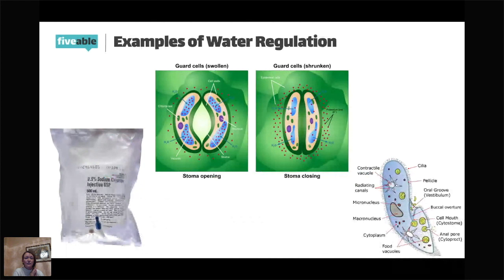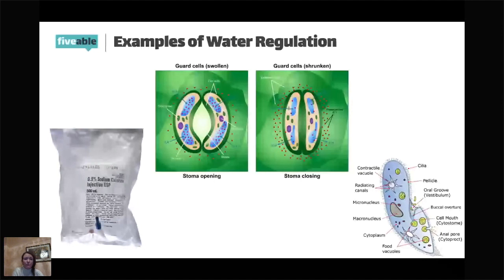My real life examples from last time: isotonic environment, like when you get an injection of IV fluids, it's 0.9% solute. That's because your cells are about 0.9% solute. And so they're creating an isotonic environment for you when they are injecting you with that solution, as opposed to pure water, which would create a hypotonic solution and a lot of your cells might burst.